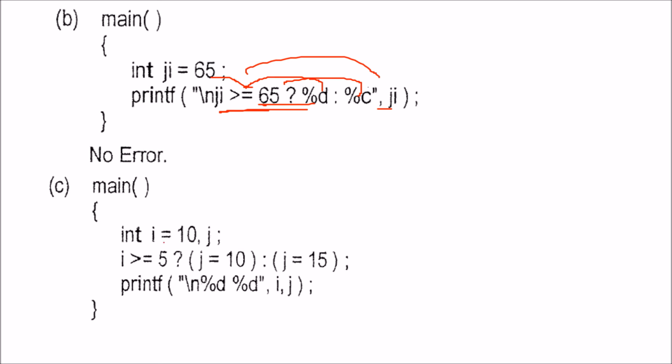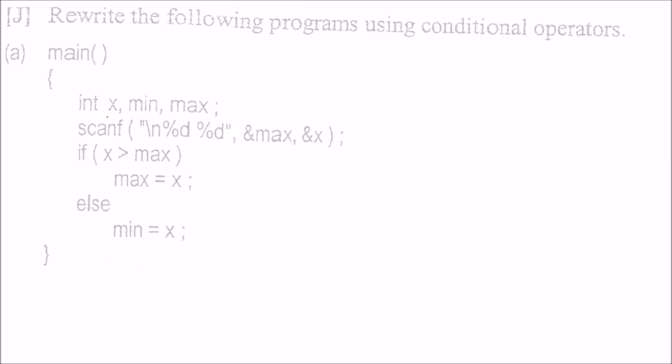No error. I is 10 and j. I is greater than or equal to 5, j will be assigned 10 or j will be assigned 15. So see, I is greater than or equal to 5, 10 is greater than or equal to 5, it is true, so j will be assigned 10. So j will be 10 and j will be printed as 10, I will be printed as 10. So 10 and 10 will be printed, there is no error as such.